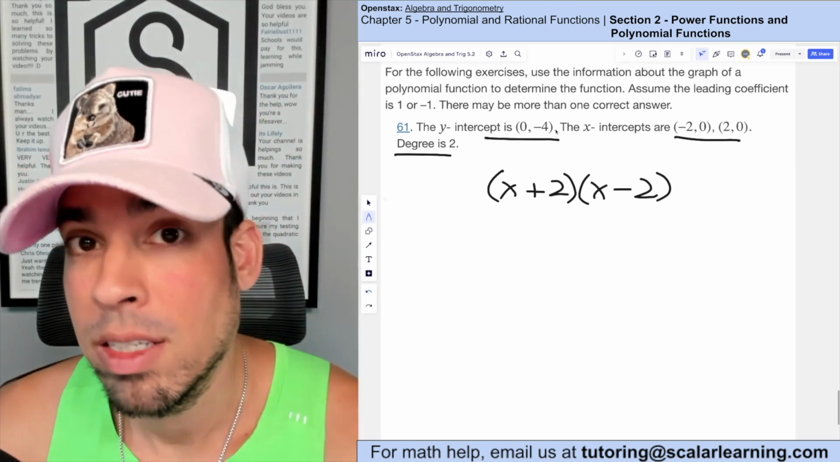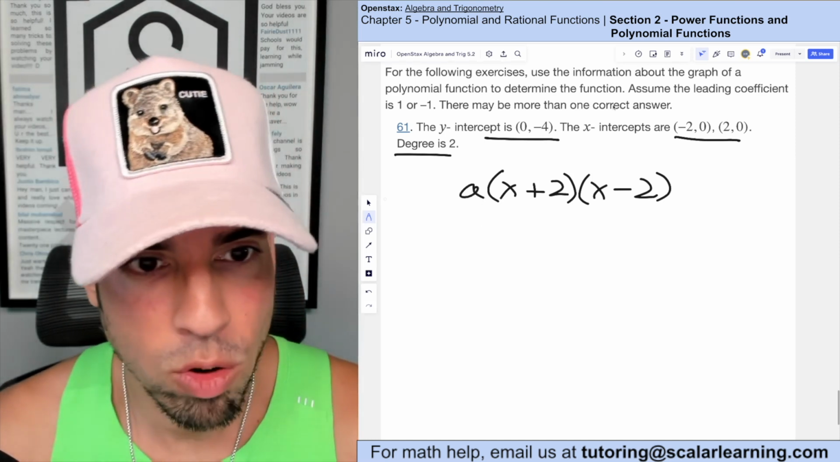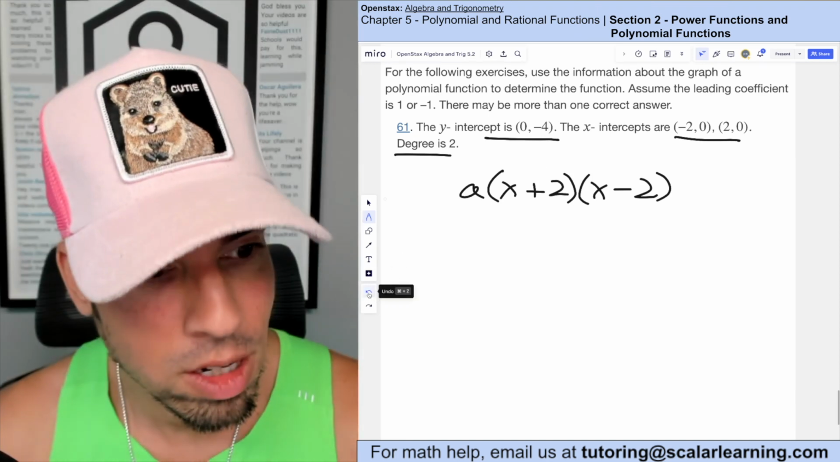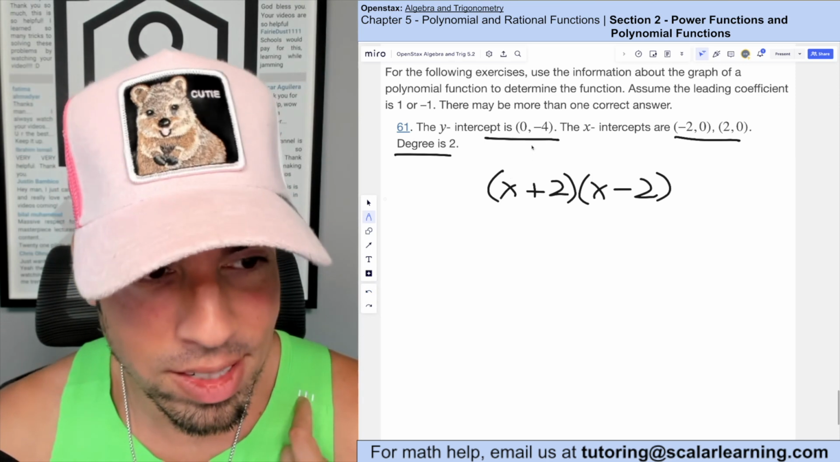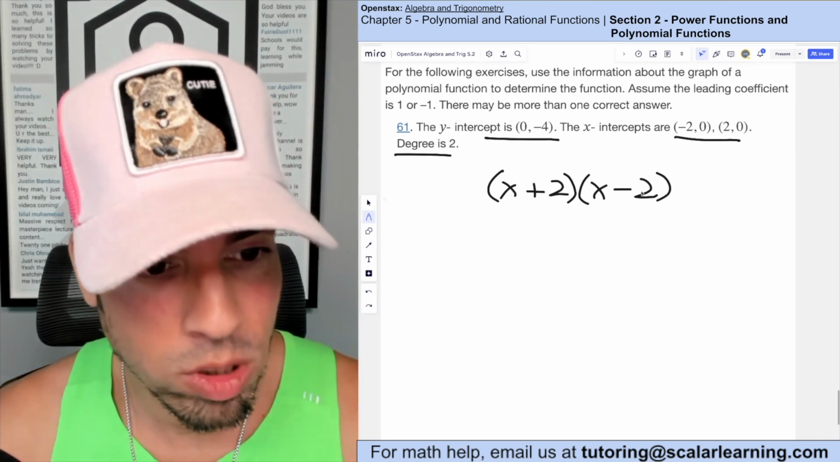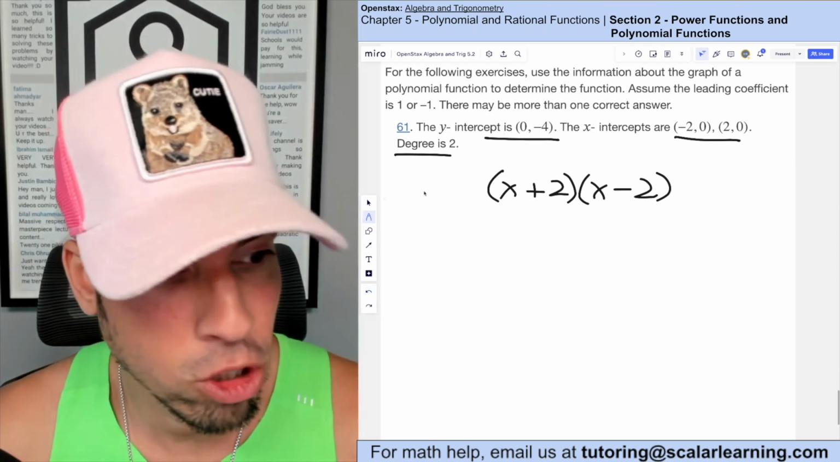And the cool thing is, we don't know, maybe there's a leading coefficient, but it did say assume the leading coefficient is 1 or -1. So we don't know which it is, but the cool thing is, as is, if you plug in 0, which is how you get the y-intercept, you get 2 times -2, which is -4, which means we don't have to change anything. This function is perfect.